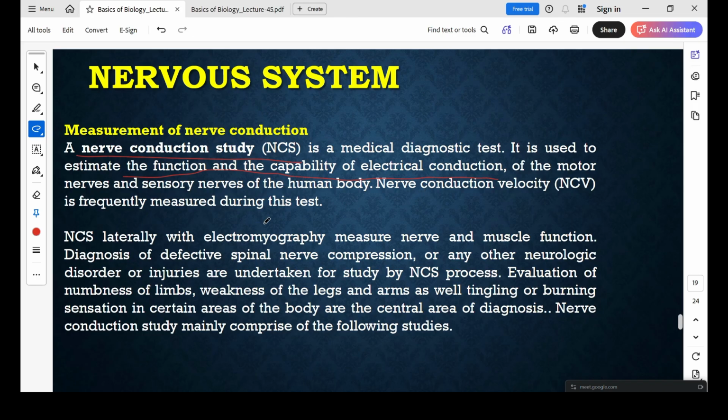What is measured in the test is the nerve conduction velocity: how fast does the information travel from point A to point B. It can be done with an electromyography to measure muscle function as well. So NCS and electromyography will tell you about muscle and nerve function.